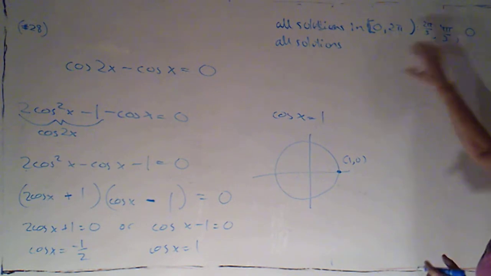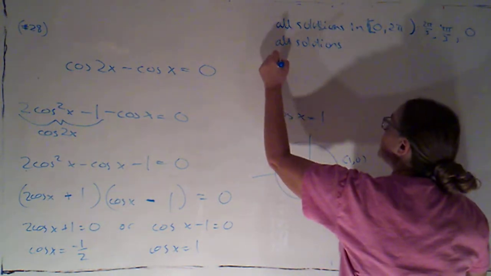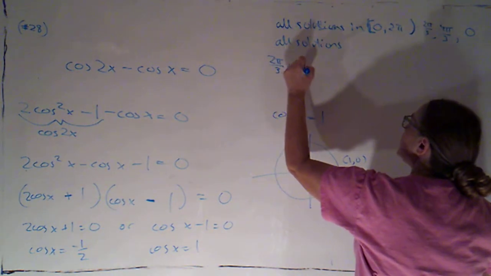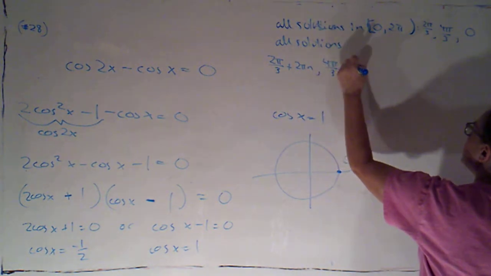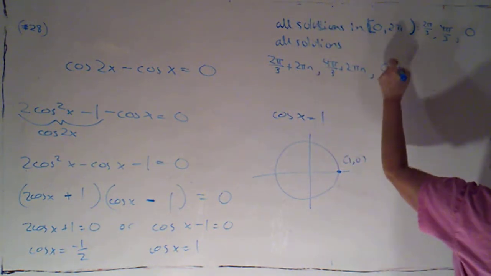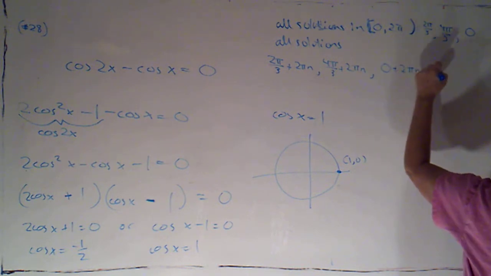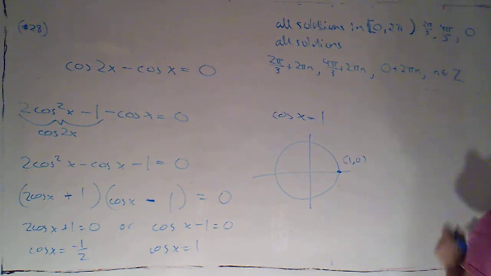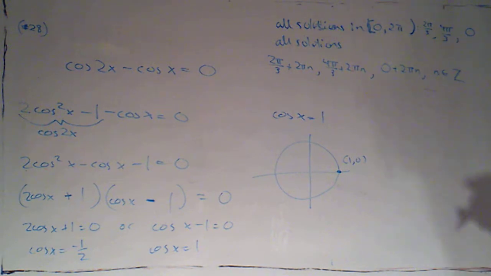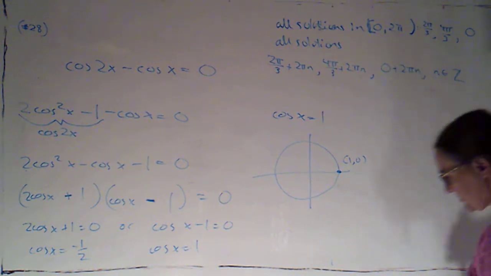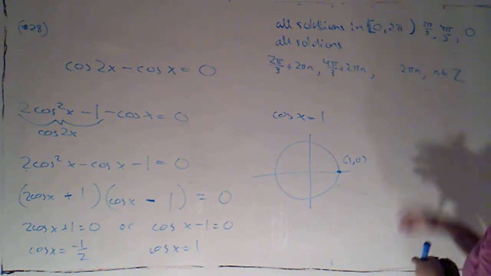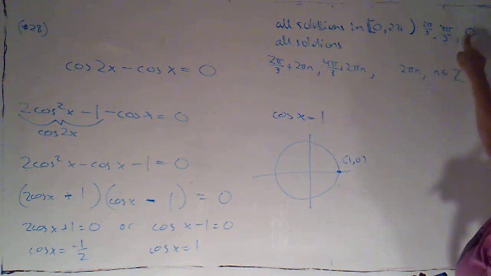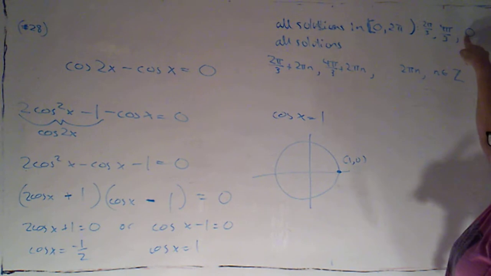We'll get 2 pi when we list all solutions, because we'll be adding a multiple of 2 pi to each of these. So all solutions would just be 2 pi over 3 plus 2 pi n, 4 pi over 3 plus 2 pi n, and 0 plus 2 pi n, where n is an integer. And of course, it's not actually necessary to write the 0 plus, so I'm going to just simplify that to be just 2 pi n. Notice if n is 0, that's going to give me back my original solution of 0.